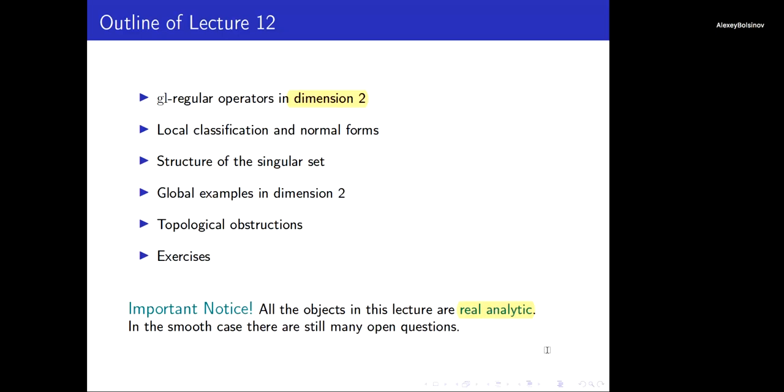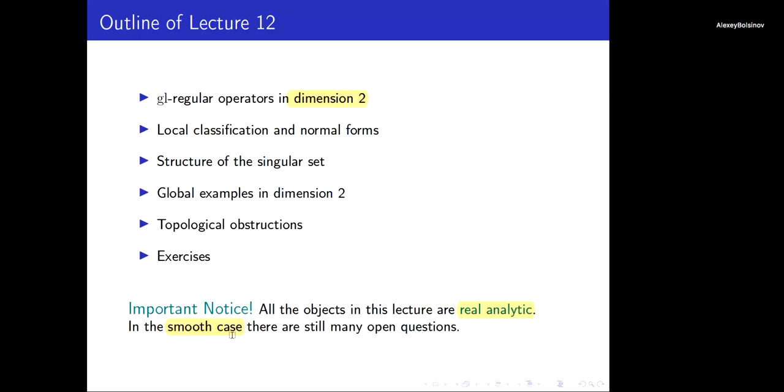This looks like a technical assumption, but somehow it is important. Of course, we expect that the most interesting examples are real analytic, and, let's say, for applications, this real analytic theory is expected to be useful and maybe even sufficient. However, it would be nice to understand everything in the smooth case, but it appears that it is not so easy. And in the smooth case, there are still too many open questions concerning every item in this list: local classification, singular set, and global examples.